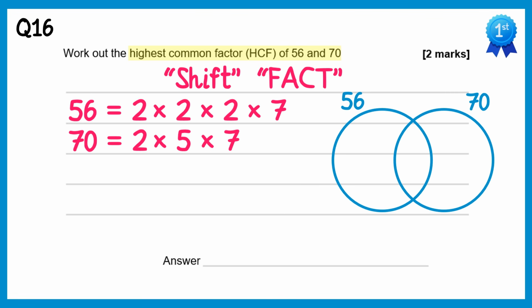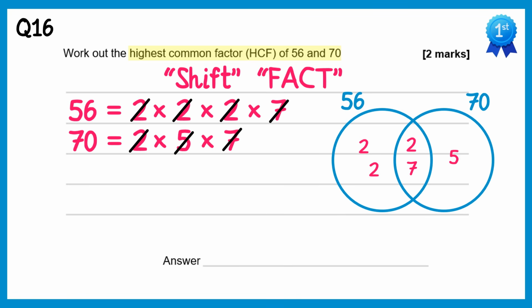I can see first of all there's a 2 in both of them, so I'll cross those out and put a 2 in the middle. Looking across, I've got some more 2's in the 56 one, but there aren't any 2's in the 70 one. I've got a 5 in the 70, but not in the 56, but we do have 7's in both of them. So if we cross off those 7's, we'll place one 7 in the middle. Now there's nothing else that matches up, so we need to place our remaining numbers in the circle still. So these two 2's here will go into the 56, and the 5 here will go into the 70 circle.